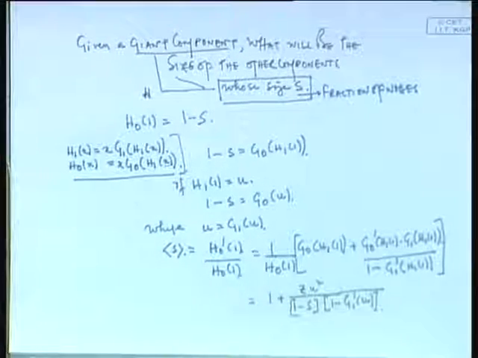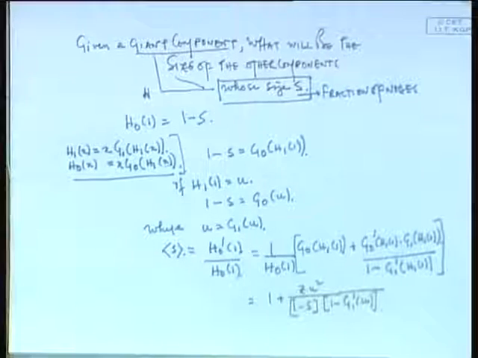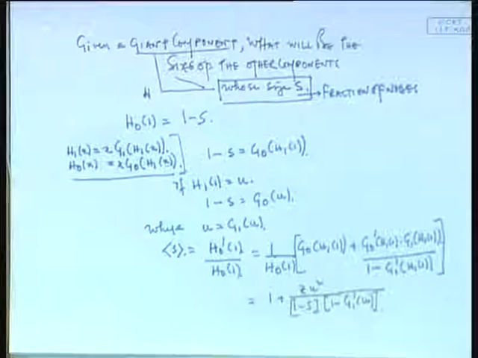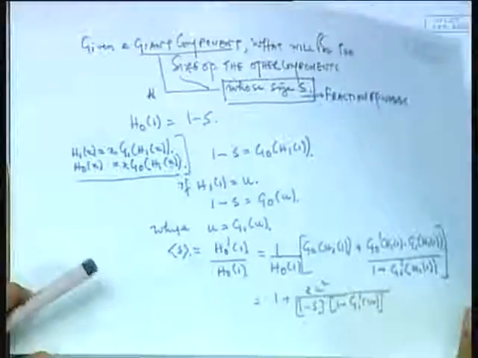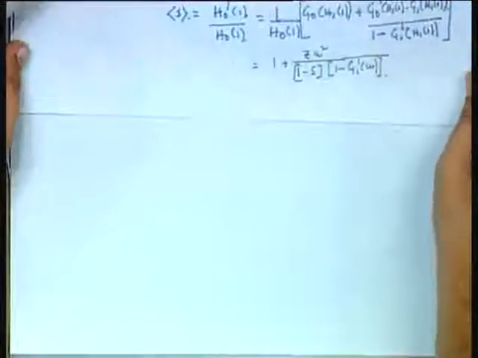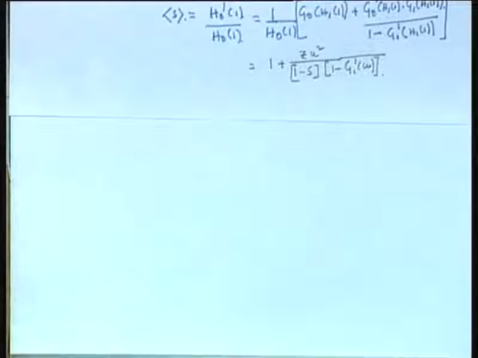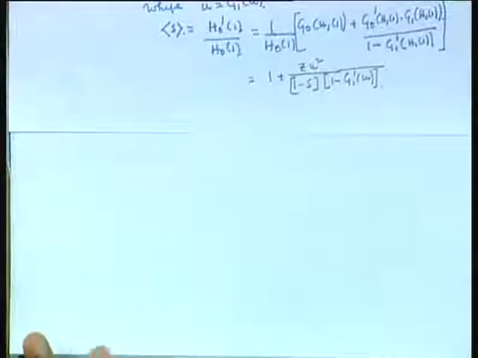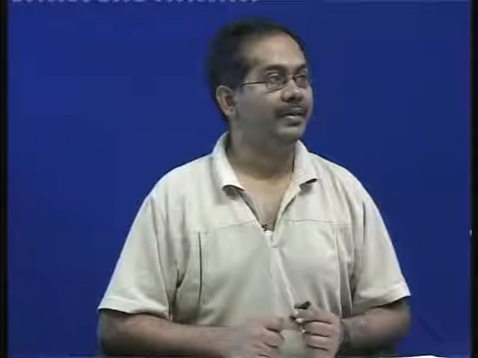Agreed? Okay. So, now this is the general equation we get. Again we can go back to specialized graphs, like random network, and see how this equation behaves, which we will do in the next class. Thank you.